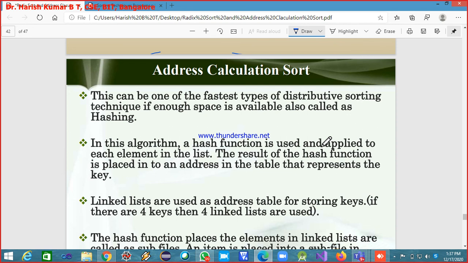On the hashing technique there is one more lab program. So I cannot complete all these things today itself. Today, after completing address calculation sort in the afternoon class, we'll look into the implementation part of all these sorting techniques. Then in tomorrow's class we'll understand the searching techniques, and then we'll make a start on the hashing technique.